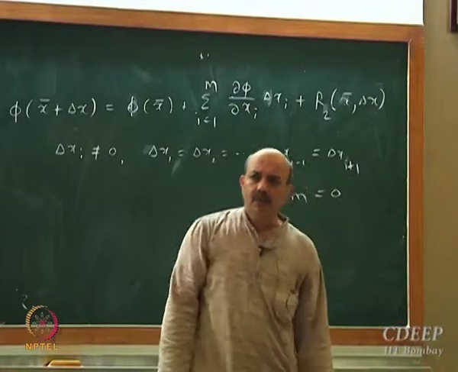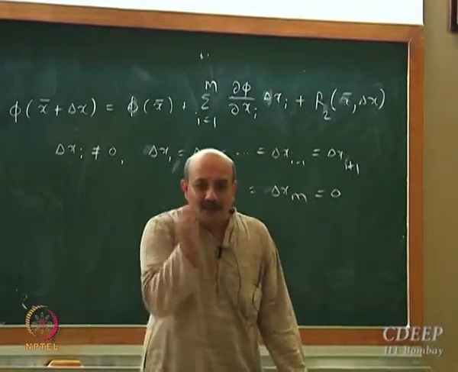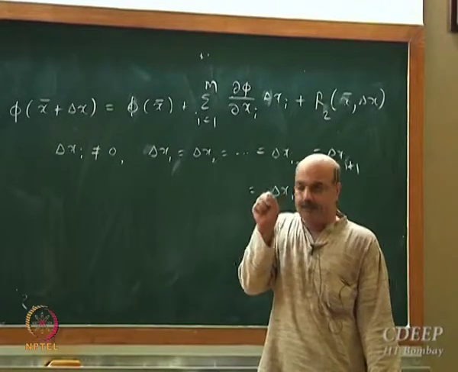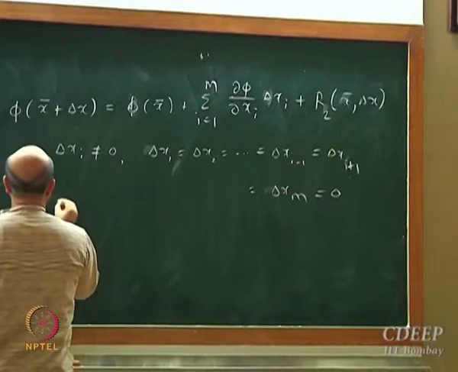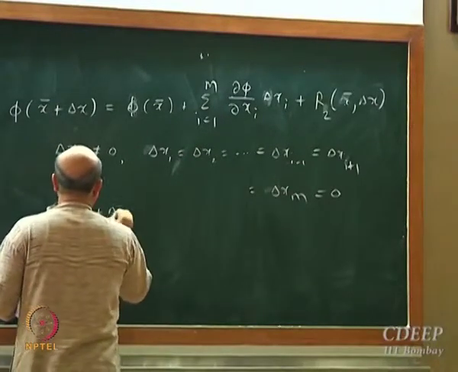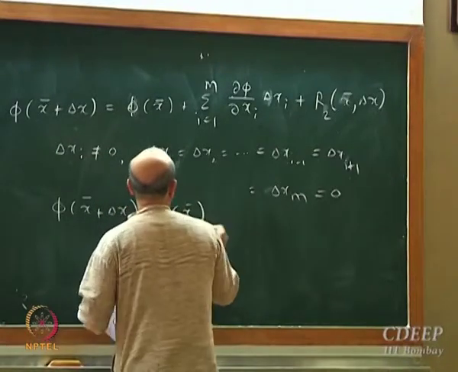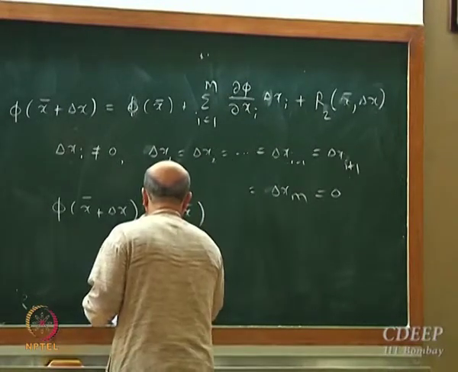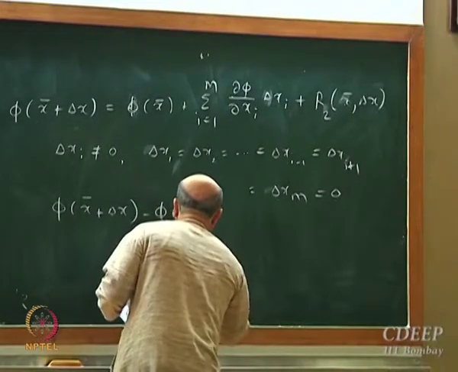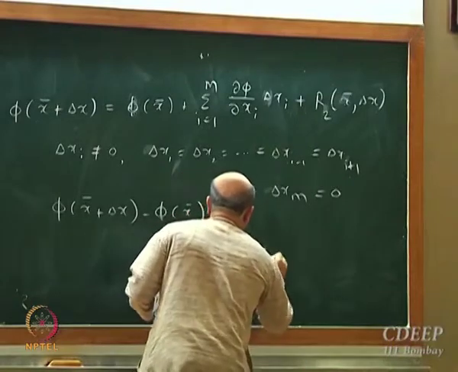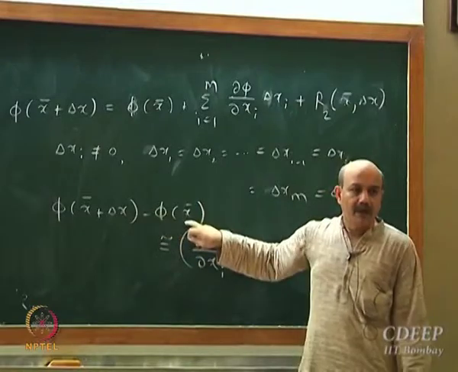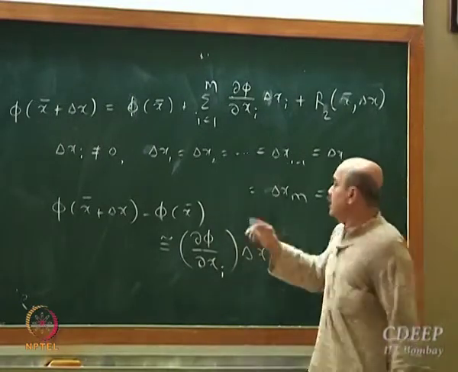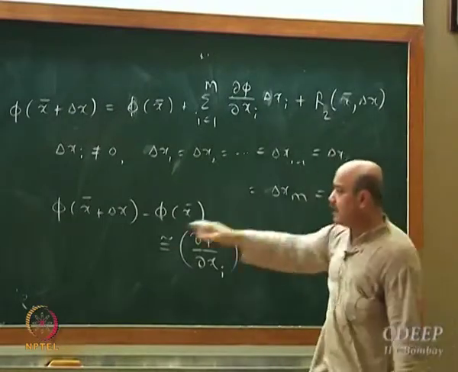You have done this kind of thing, have you? If you have programmed numerical Jacobian, you are keeping all the variables constant, just perturbing one value, right? We did this in the programming. The same thing, I am just perturbing one variable at a time. Now, the question is, phi of x bar plus delta x minus phi of x bar is dominated by dou phi by dou xi times delta xi. If you take delta xi to be very, very small, the second order term here will be insignificant.